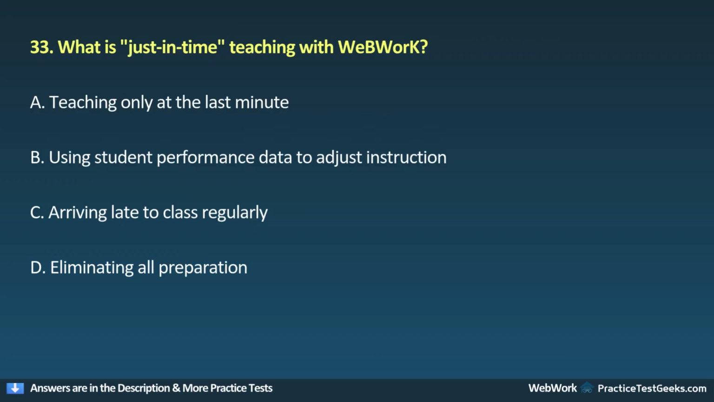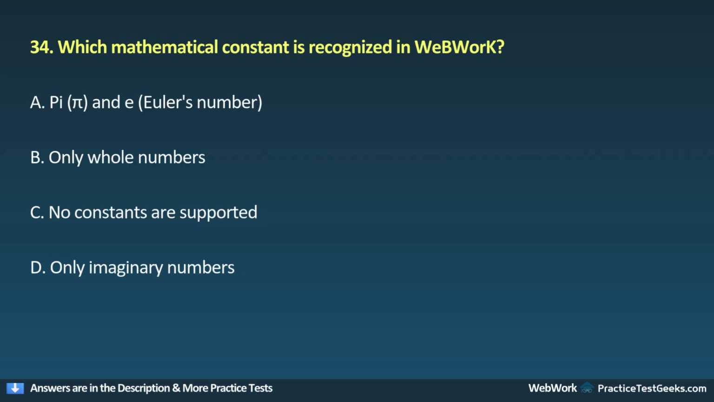33. What is just-in-time teaching with WeBWorK? A. Teaching only at the last minute. B. Using student performance data to adjust instruction. C. Arriving late to class regularly. D. Eliminating all preparation.